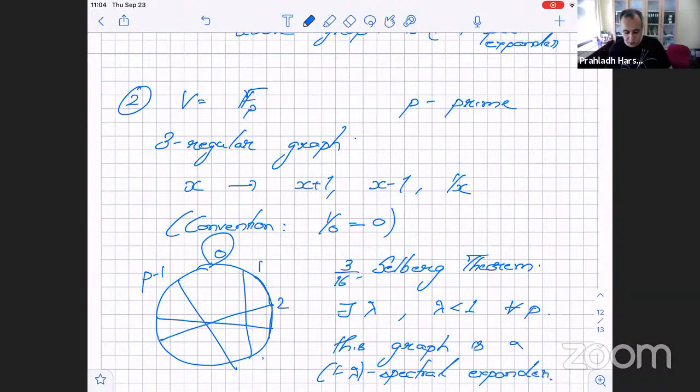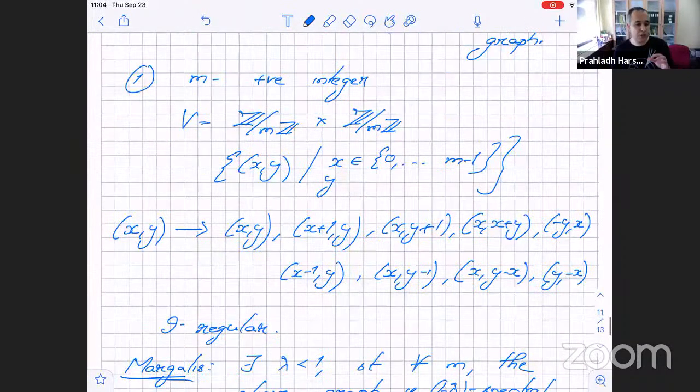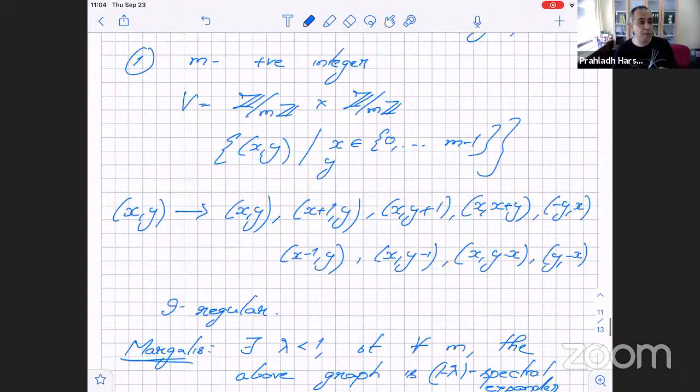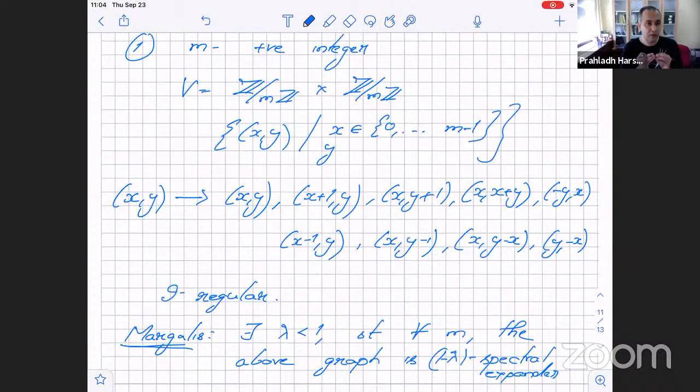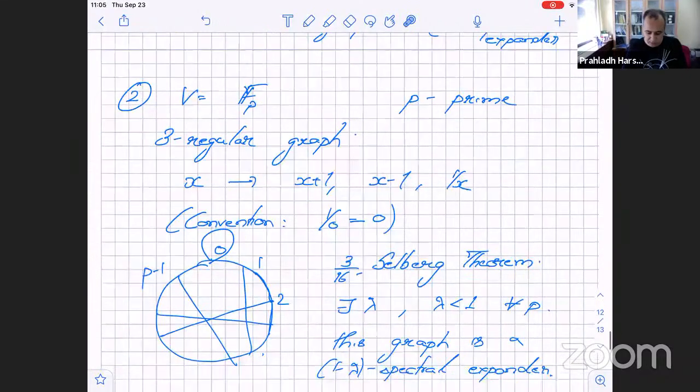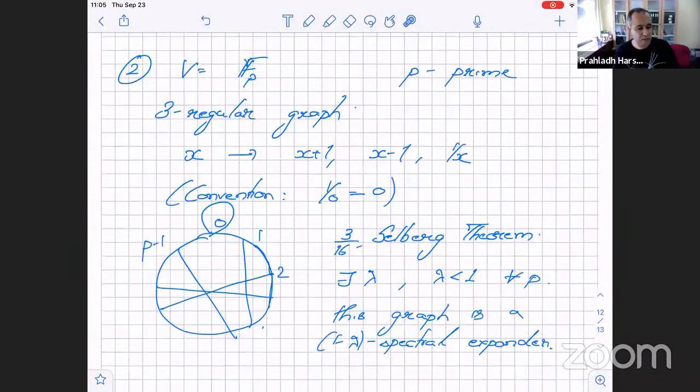Notice the first graph, the Margulis construction, was a super explicit construction. I gave you a vertex label, and if you ask me for the fourth neighbor, you can compute it extremely efficiently. What about this object? Is this also a super explicit graph?